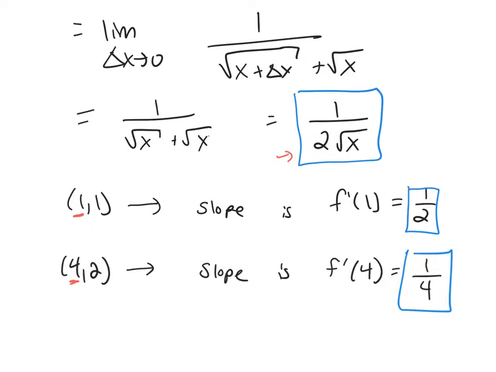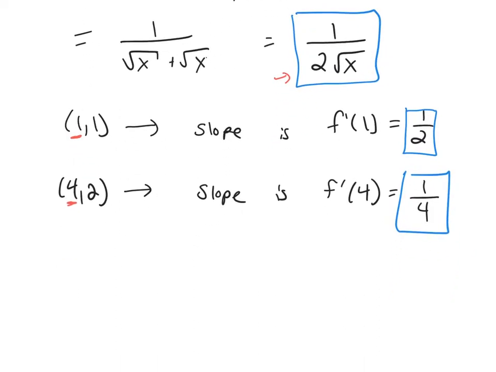Now I was asked to talk about the behavior of your function at (0, 0). So think about our function and the domain of this function. So what's the domain here? The domain is, you can only take square roots of non-negative numbers, so the domain would be 0 to infinity.